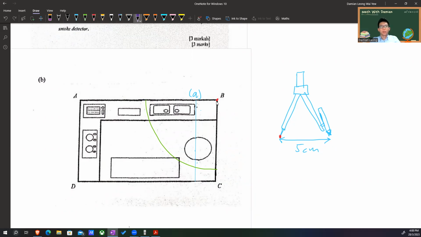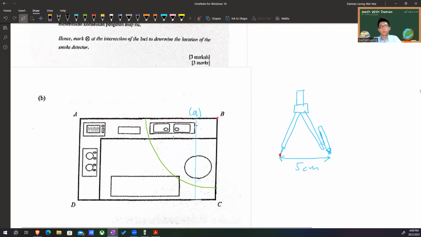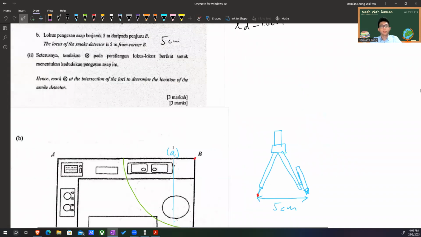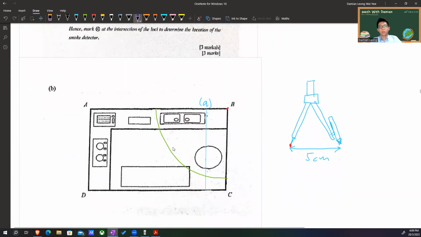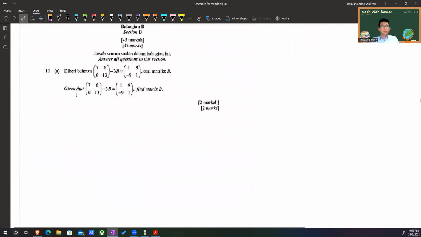Then, where they intersect, that is the intersection part for the second part. Mark X for the intersection of loci to determine the position of smoke detector, which is here. Like that. So you need to use a compass and ruler to do this. Then proceed to section B question.